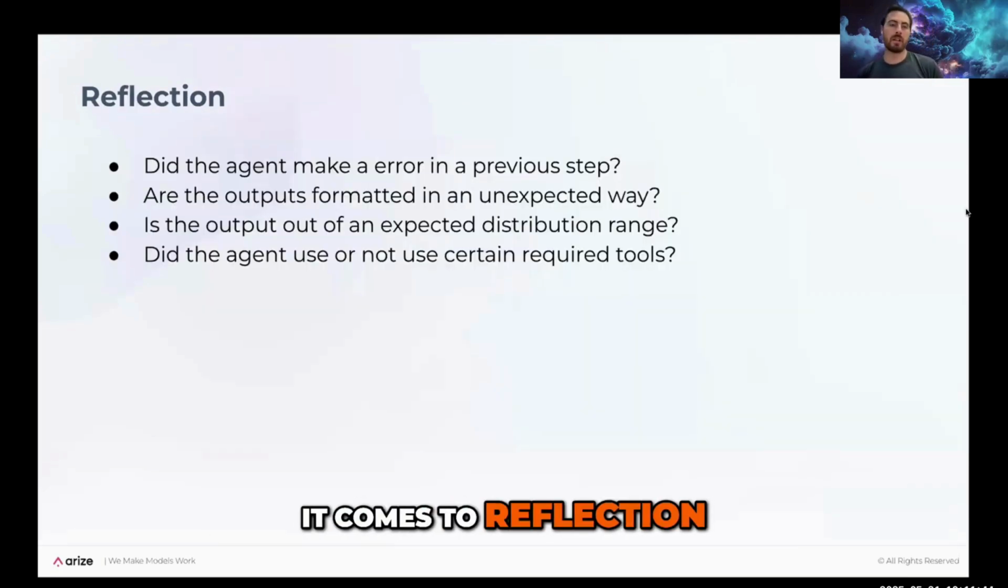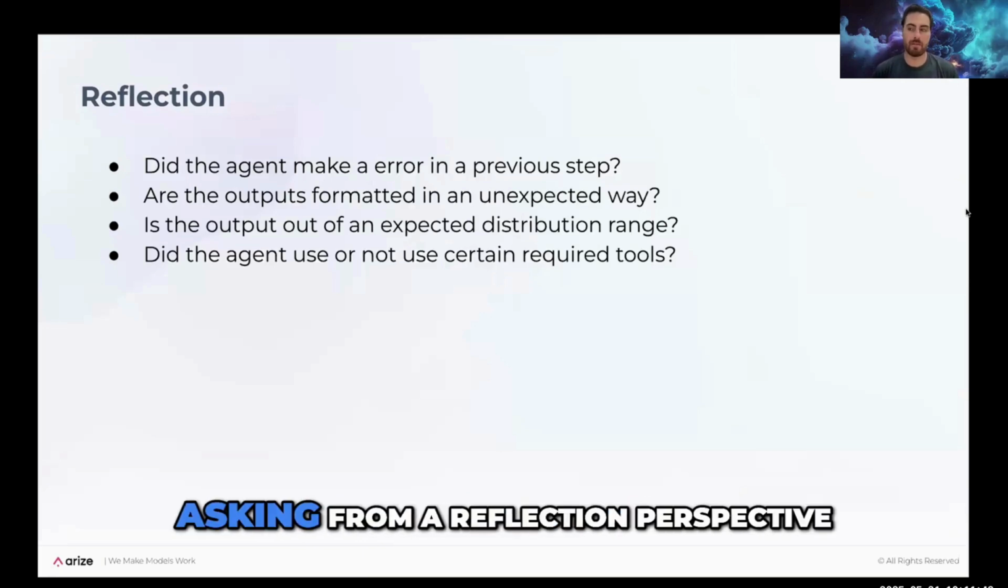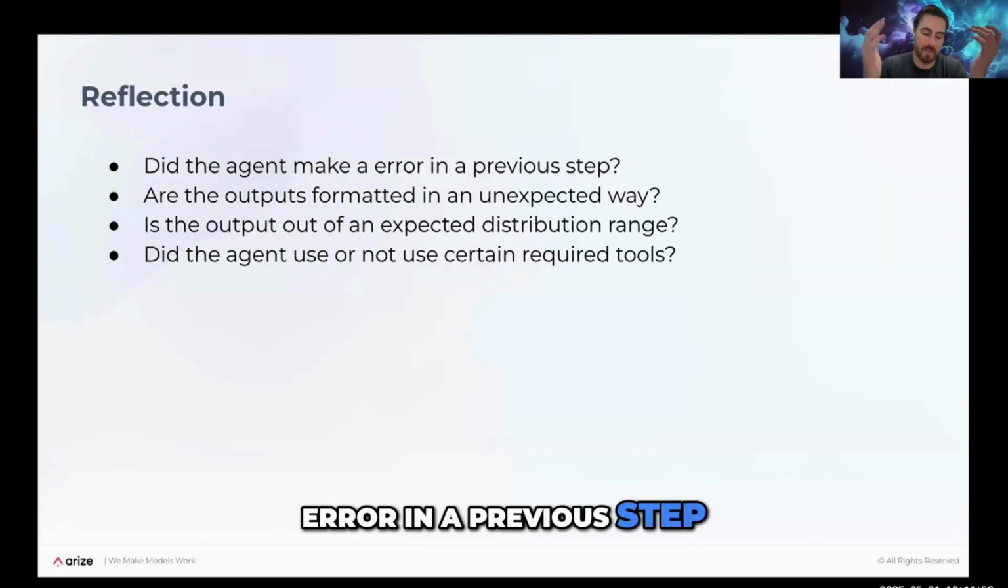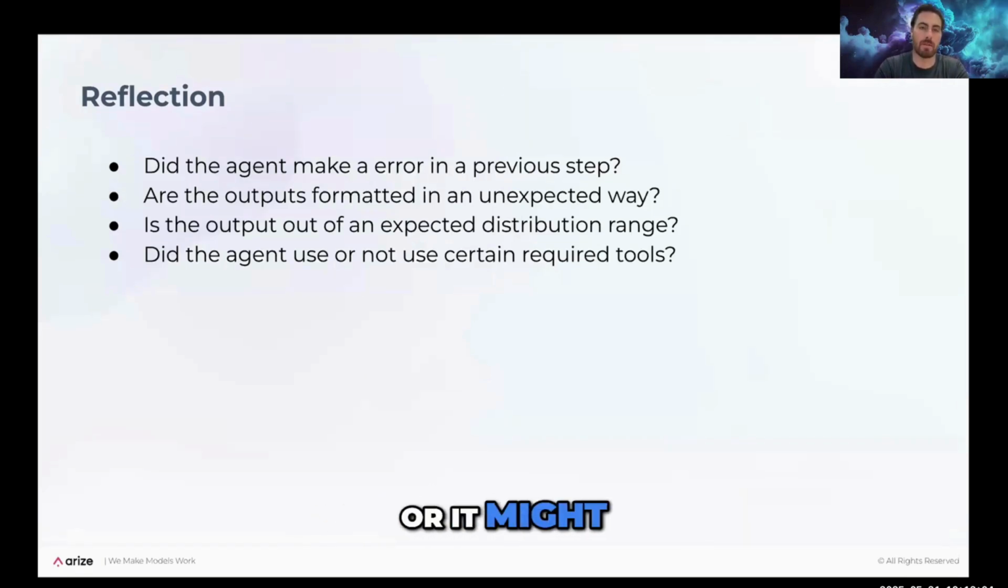And then when it comes to reflection, I think a lot of times the questions that you're asking from a reflection perspective are things that can sometimes be answered in code. If you think of the questions that you may ask, you might ask if the agent made any sort of error in a previous step. Depending on what kind of error it could make, that might be a code-based check that you could make, or it might have to be an LLM as a judge. Oftentimes, you can also look at things like the format of the outputs. Because you're looking midway through the execution of your agent, you can check whether the outputs from a previous step are formatted as expected, or whether the output is out of the expected distribution range.